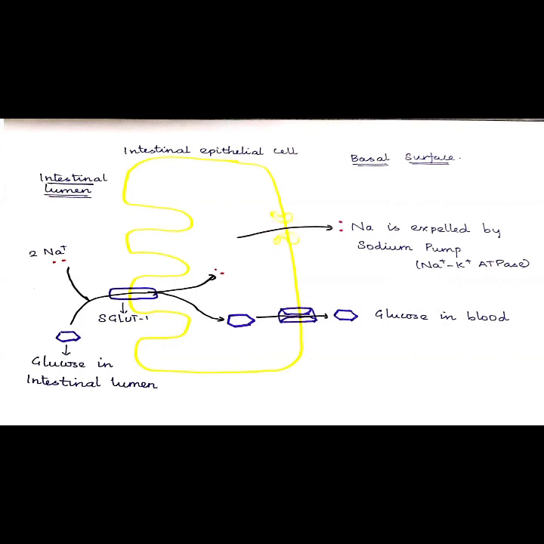From the intestinal epithelial cell, with the help of the sodium potassium ATPase pump, sodium is pumped outside. By the uniport mechanism or facilitated transport mechanism, glucose is released into the blood. This is the mechanism of glucose transport. So glucose is absorbed from the intestine and transported through the blood to different tissues. And we also saw how glucose is sensed with the help of transporters in beta cells of the pancreas, etc.